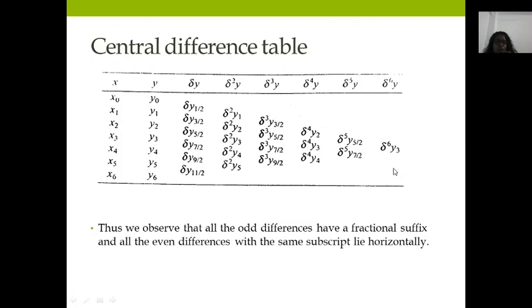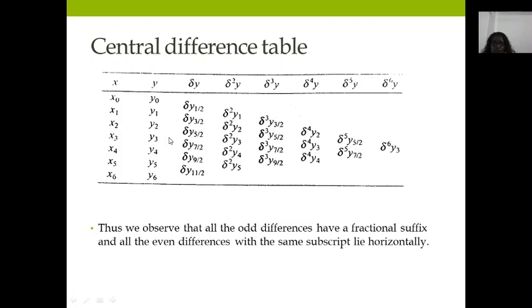While you look at the table, you can observe that all the odd differences have a fractional suffix, and all the even differences have a whole number suffix. One more thing: for the even differences, the same subscript lies horizontally. Look at y2 and del square y2, they are horizontally located, and also del raised to 4 y2.